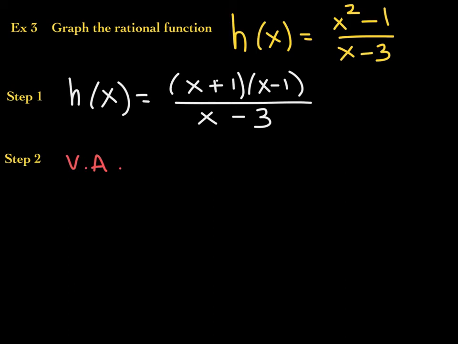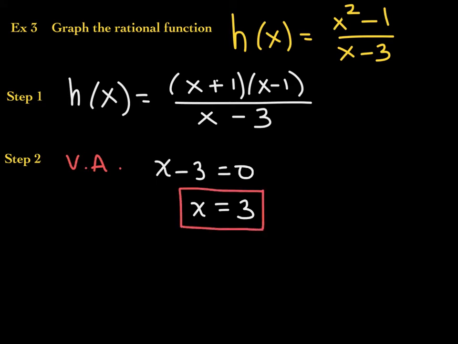Recall that we find the vertical asymptotes by setting the denominator equal to 0 and solving it for x. So we see we only have one vertical asymptote, which then means there's 2 pieces of the graph. Let's find the end behavior asymptote.